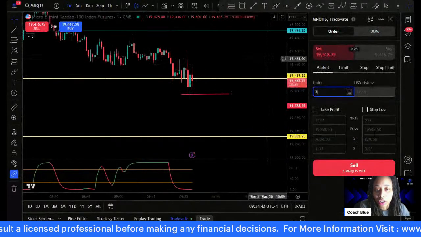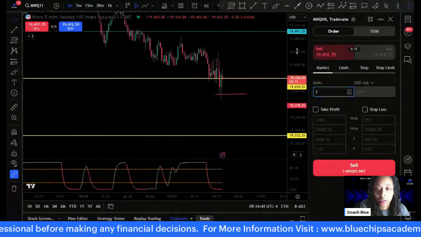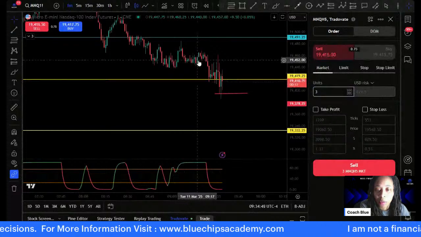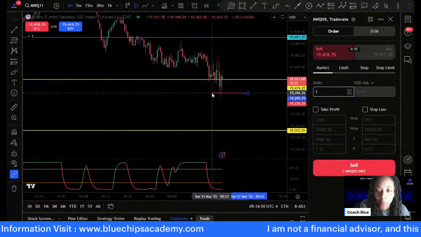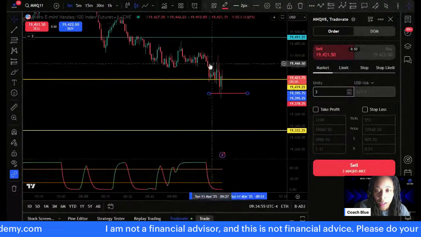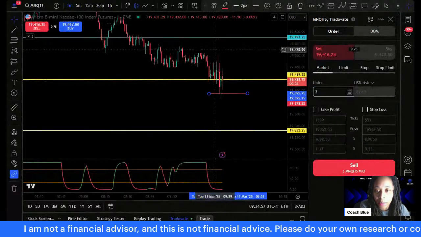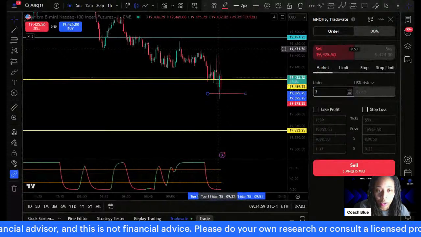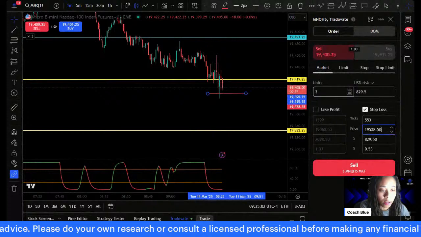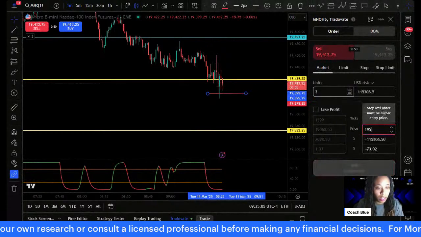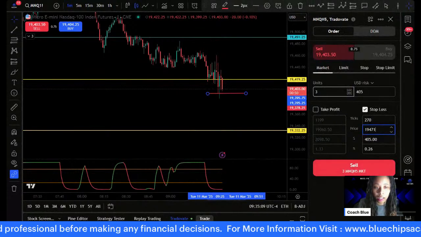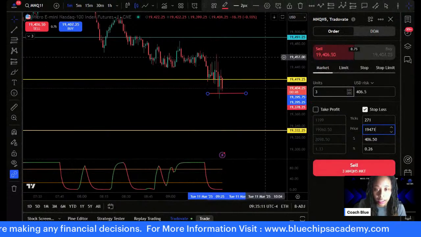Now, where's my potential stop loss? I want to look at 2 previous swings before I enter. If I'm looking here, here's my first swing, which is above here, and here's my second swing, which is above here. So 19,471 is my potential stop loss if I'm getting into a sale. Let me get the exact number.